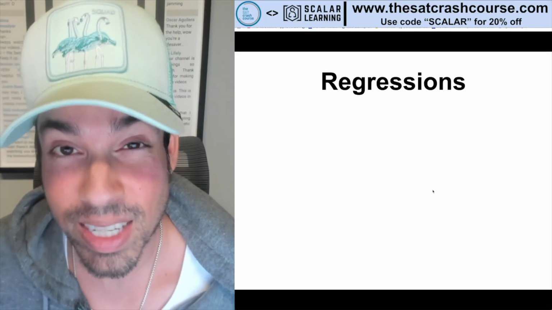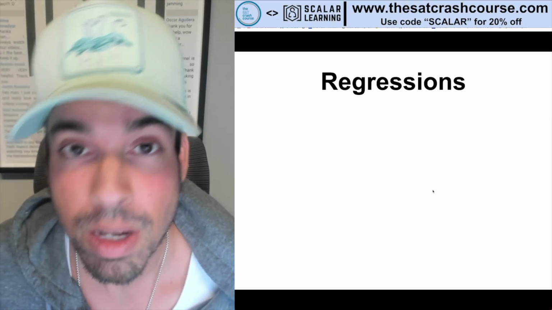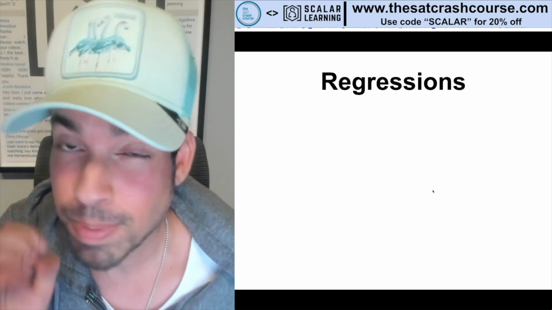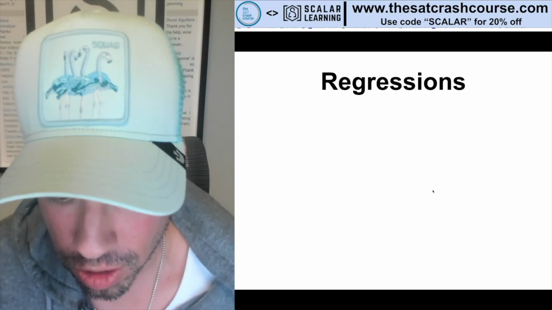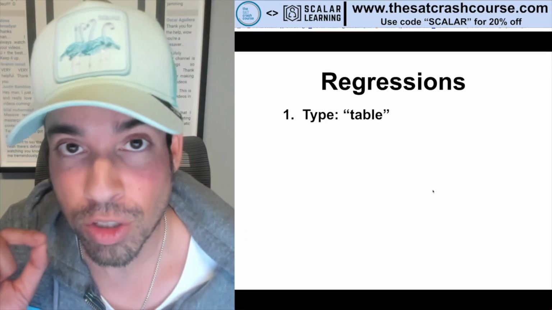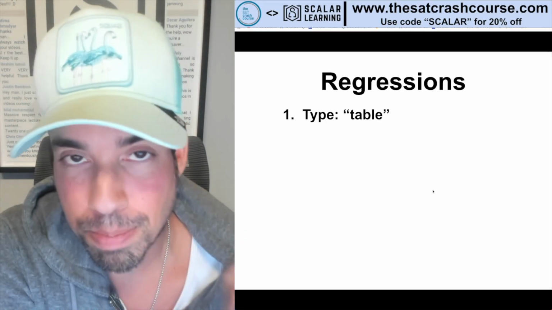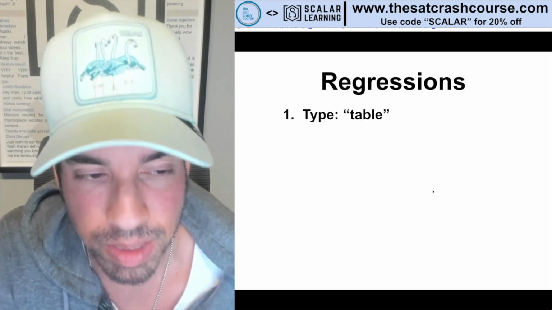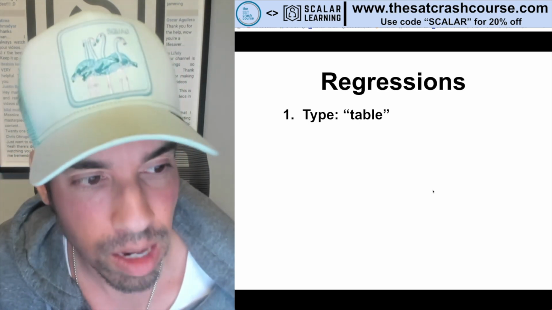Done. Now we're going to get into something very, very important: regressions, and Desmos has made it very easy to do regressions. So check this out. You're going to first type the word table. Of course, you could use the plus button to get a table as well, but I just usually write table and the table will populate.